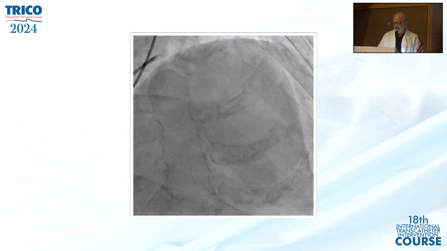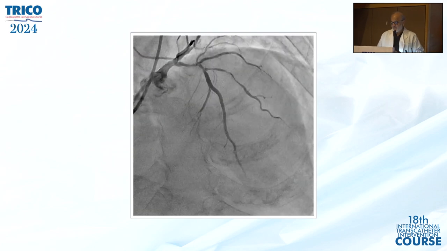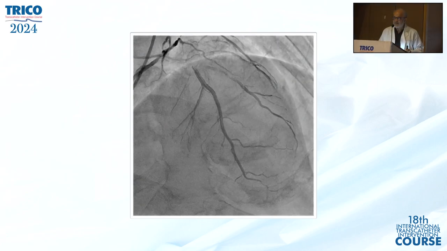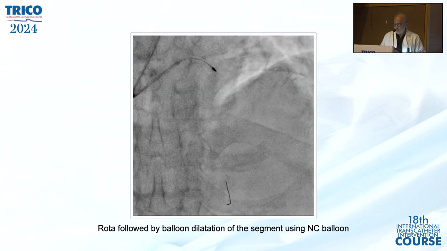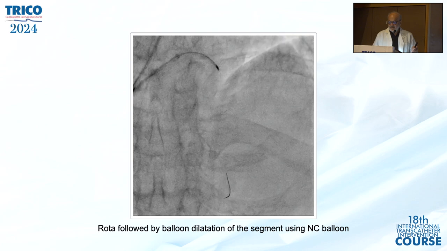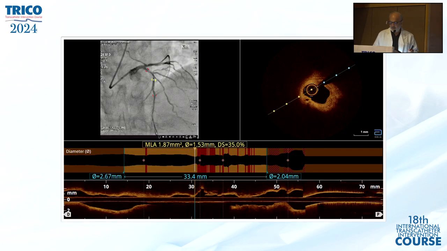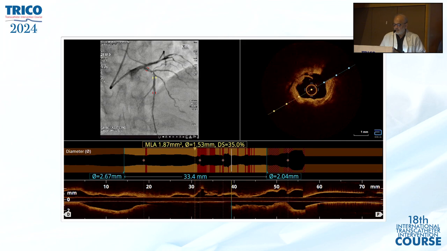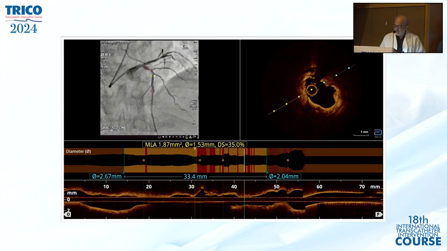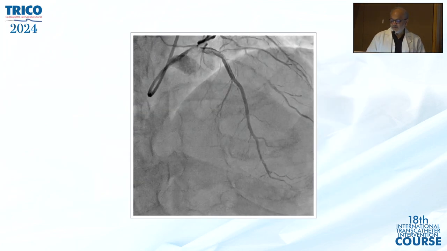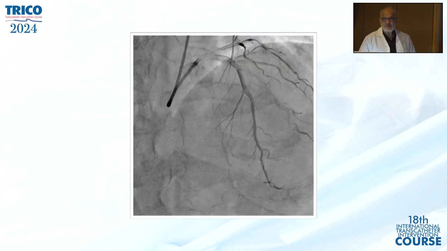Significantly calcified LAD lesion with two diagonals, you can see. So the plan was to rotablate, dilate, and after rotablator, to do OCT to see the character. So that's what we did. And this was the OCT, heavy calcium and everything. Dilated very aggressively, and you can see a lot of dissection. And then after stenting, this was the picture. What do you think?